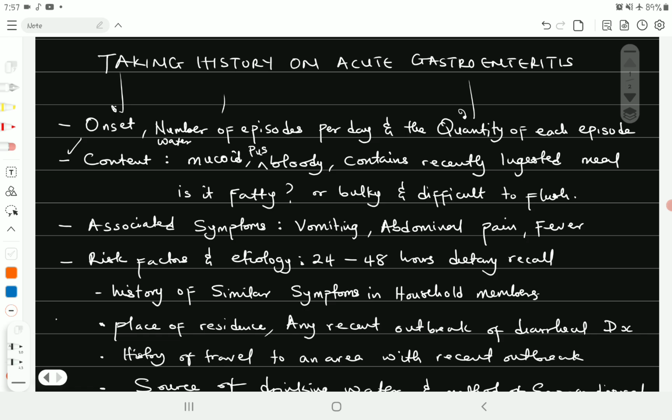Then is there history of fever? When the patient has fever, you should be suspecting an infectious cause. Now, following that, the next is to ask about risk factors and related etiology.